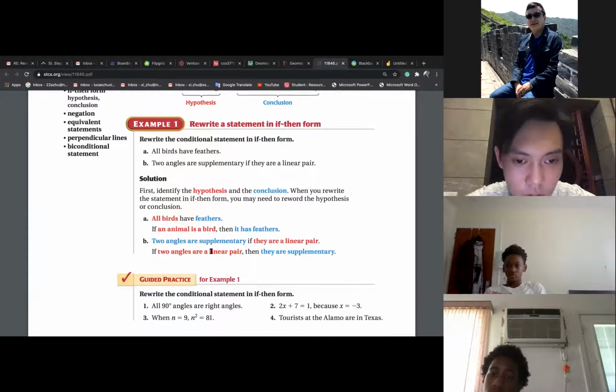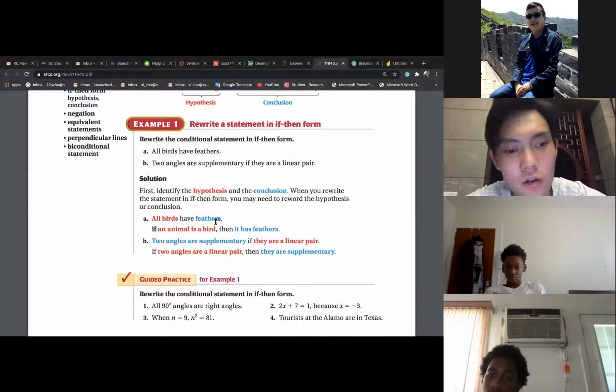See? If you have a linear pair, then they are supplementary. If an animal is a bird, see? They say it in a different way, but it's quite the same, we're close, so that's fine. If an animal is a bird, then it has feathers, right?